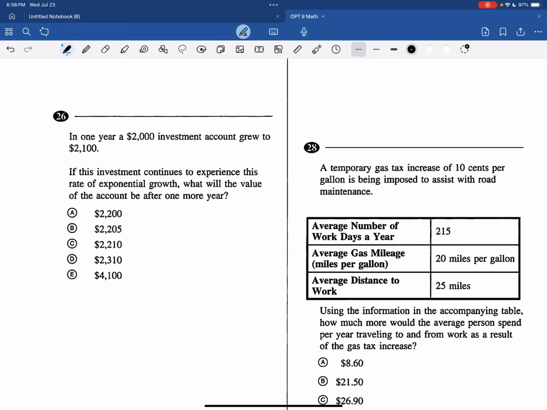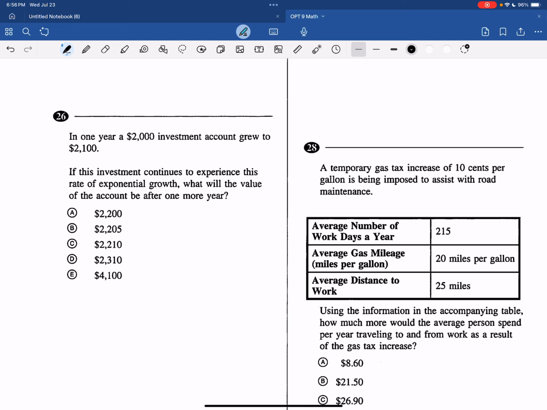Number 26 is a very practical problem. In 1 year, a $2,000 investment account grew to $2,100. If this investment continues to experience this rate of exponential growth, what will the value of the account be after 1 more year?